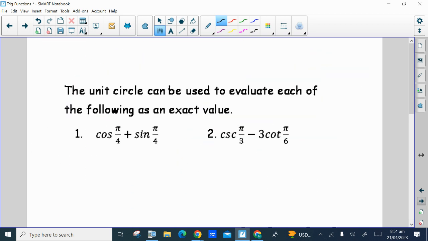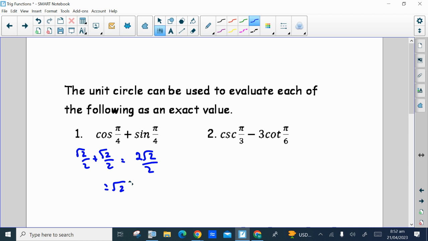So we can use them to evaluate each of the following as an exact value. The first one says the cosine of pi on 4 plus the sine of pi on 4. From the unit circle at pi on 4, both the cosine and the sine are √2/2. So those have a common denominator, so you can add them together by adding the top together and keeping the same denominator. And then the 2's cancel, so we're just left with √2. There's the exact value. And often when you see that word exact value, that's what it means. Use the unit circle.